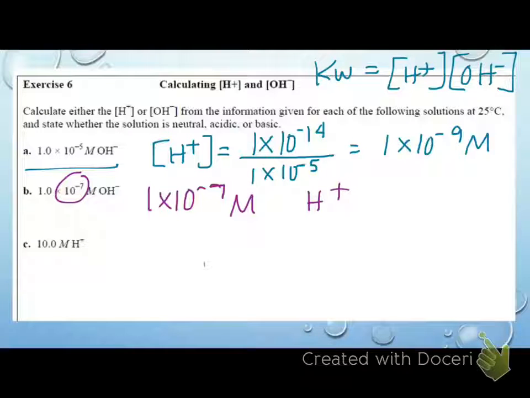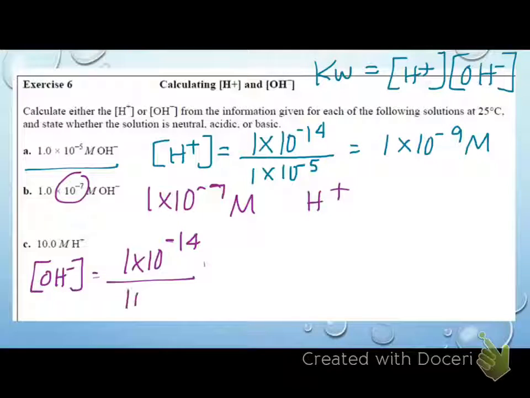Okay, so in this case, in order to get the hydroxide concentration, you're going to do that 1 times 10 to the negative 14, which is your Kw value, divided by 10. And so then this is going to be 1 times 10 to the negative 15 molar for your hydroxide. So we'll go back and say this first thing, your hydrogen concentration is 10 to the negative 9, which is less than 10 to the negative 7, so this is a basic solution.